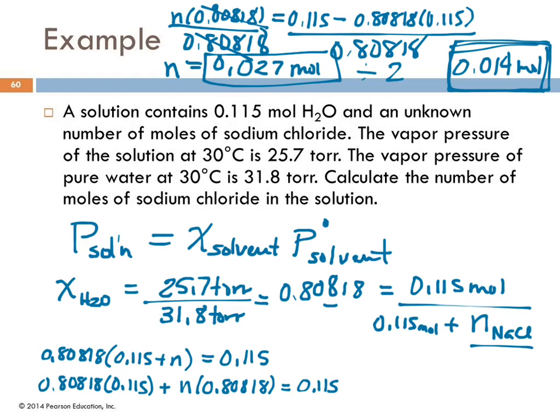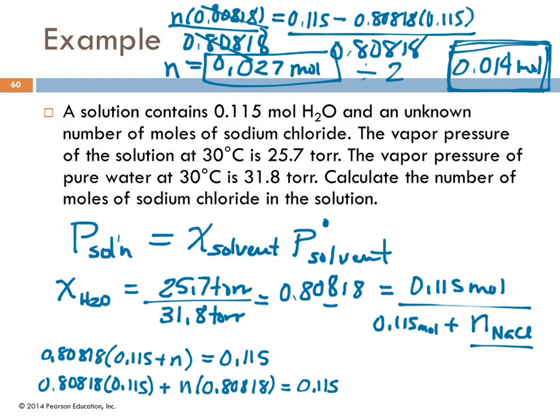What was that? Is squiggly X of water? That's the mole fraction. Squiggly X is the Greek letter chi. Chi is mole fraction. So that's the moles of water over the moles of solution, which is solute plus solvent. Sodium chloride plus the water.